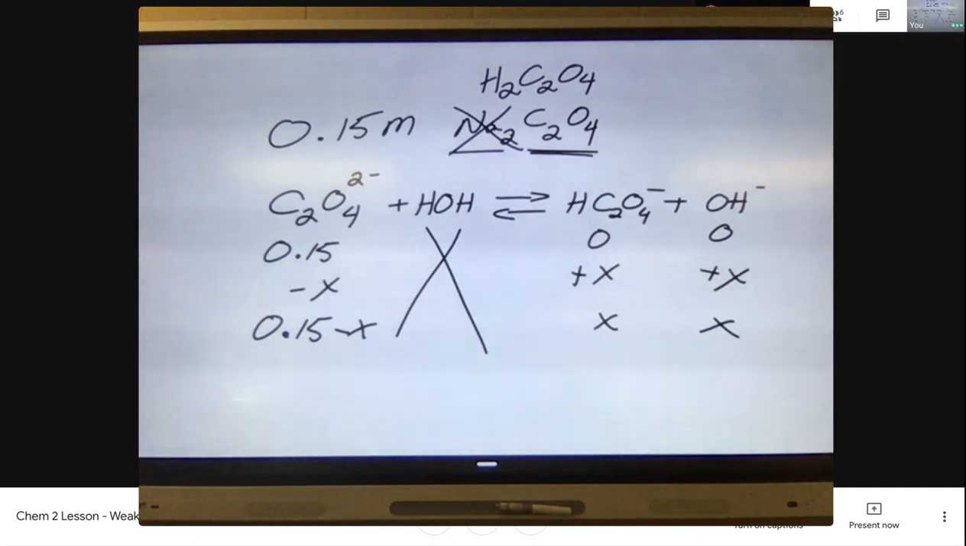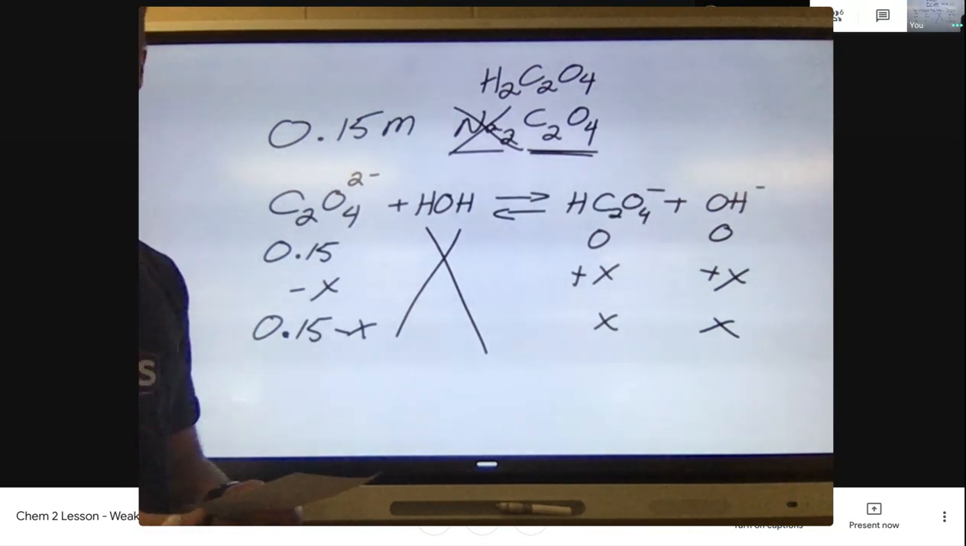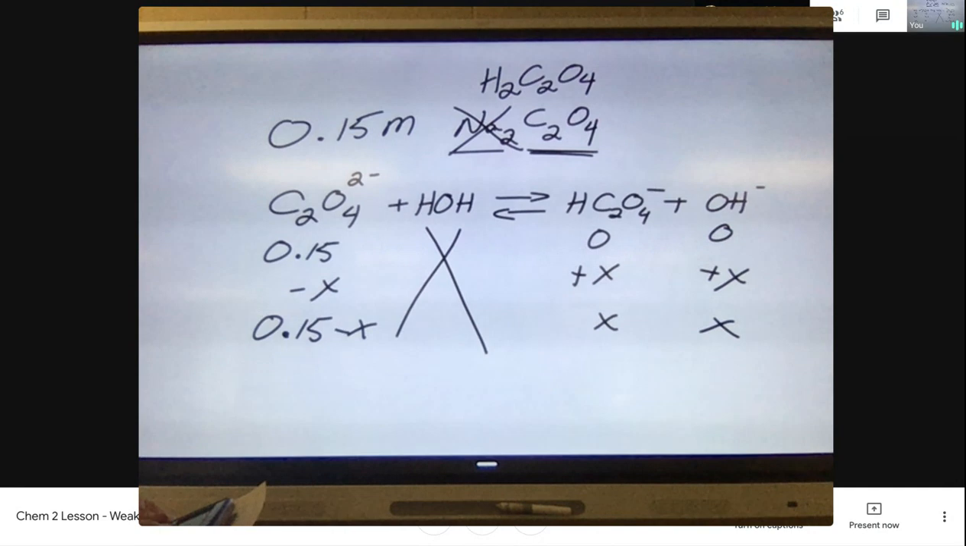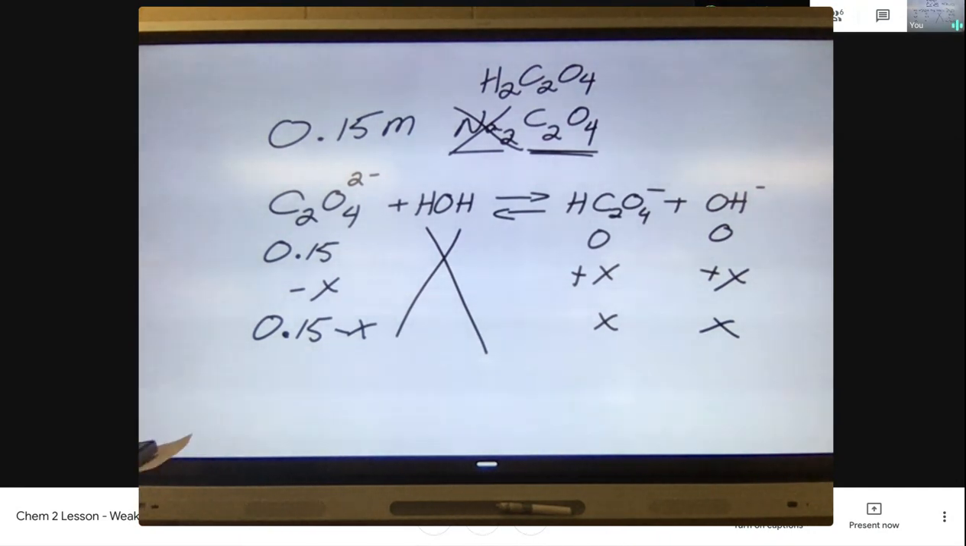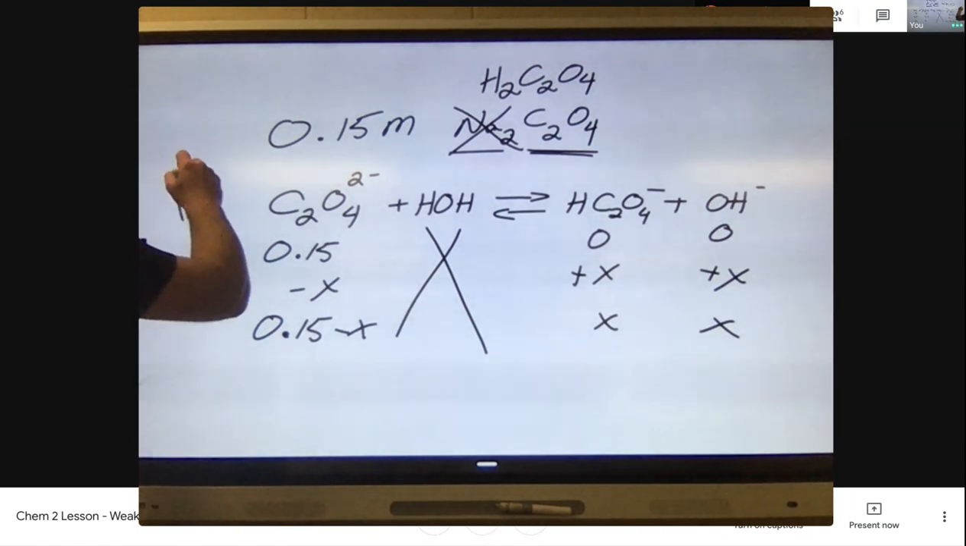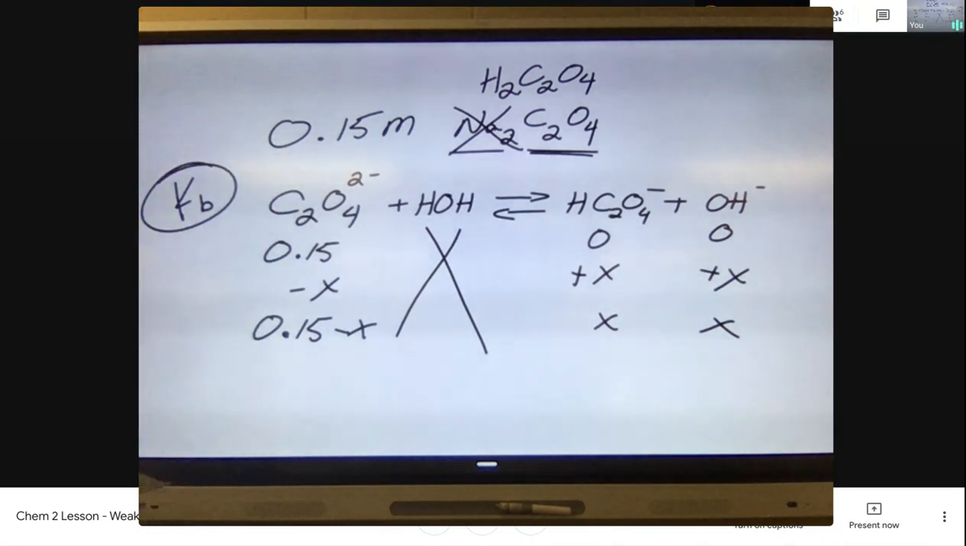Big picture here. When I look at oxalic acid, I see that it has two Kas: a Ka1 and a Ka2. What I would have to do is figure out which of those Kas is important for me so I can figure out what Kb is, because that's the whole key of what we've been doing. We've got to find the Kb. So the question is, is it Ka1 that I would care about or is it Ka2?